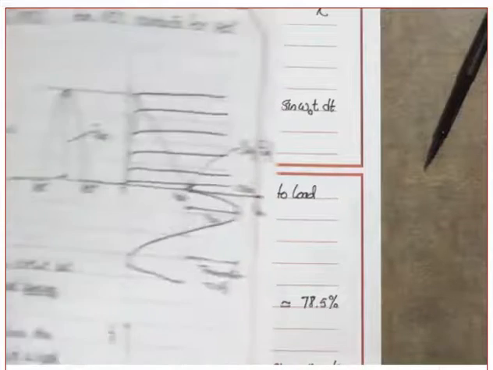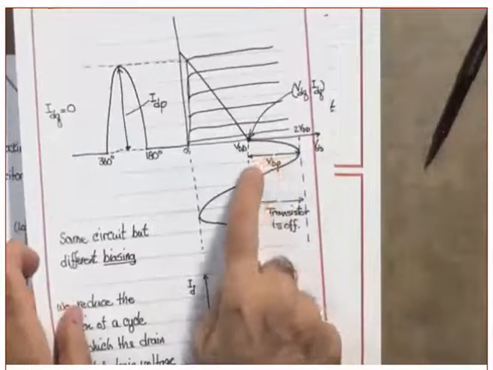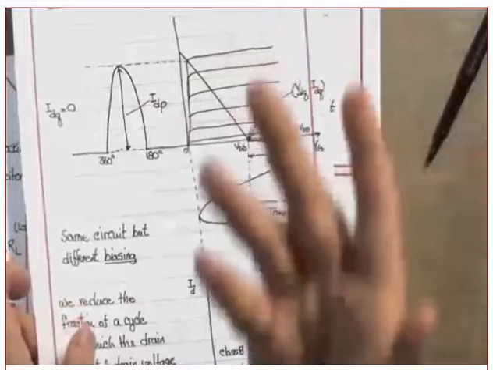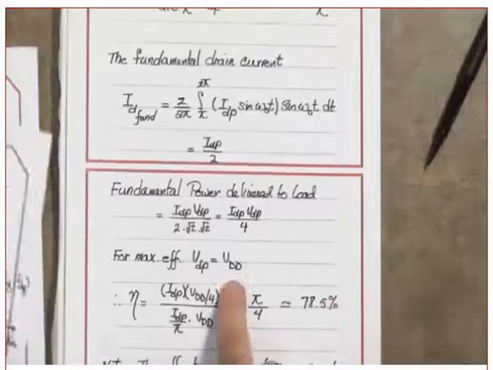Now, for maximum efficiency, what is the VDP equal to? VDD. Why do I say for maximum? Does this one have to go to VDD? Could it be like this? It could be like this, but then you are not going to get the maximum efficiency possible.